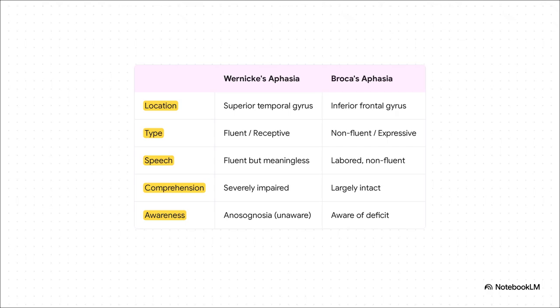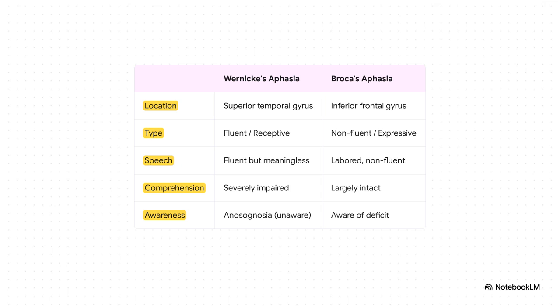Okay, let's compare the two big types of aphasia. On one hand, you have Wernicke's aphasia. This is a fluent or receptive aphasia. The patient can speak fluently, with normal grammar and rhythm, but the words are often meaningless, like a word salad. Their comprehension is terrible, and critically, they often have anosognosia, meaning they don't even realize they have a problem. They also tend to have paraphasias, where they substitute words.